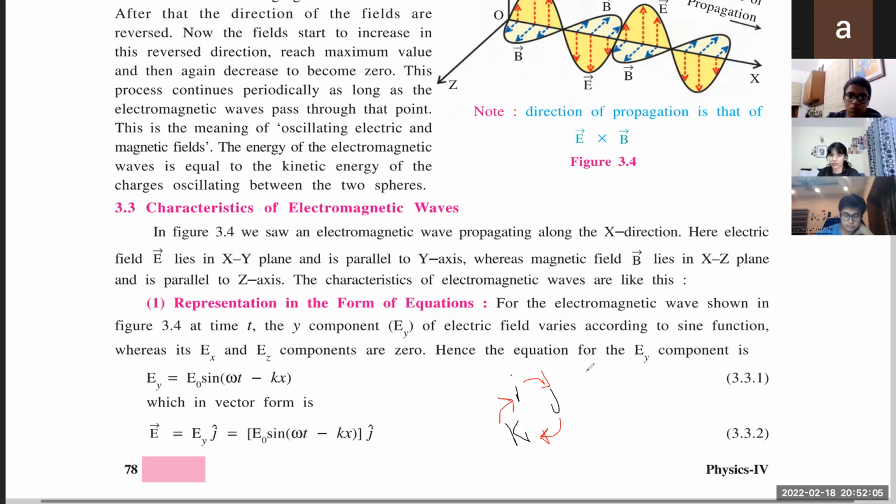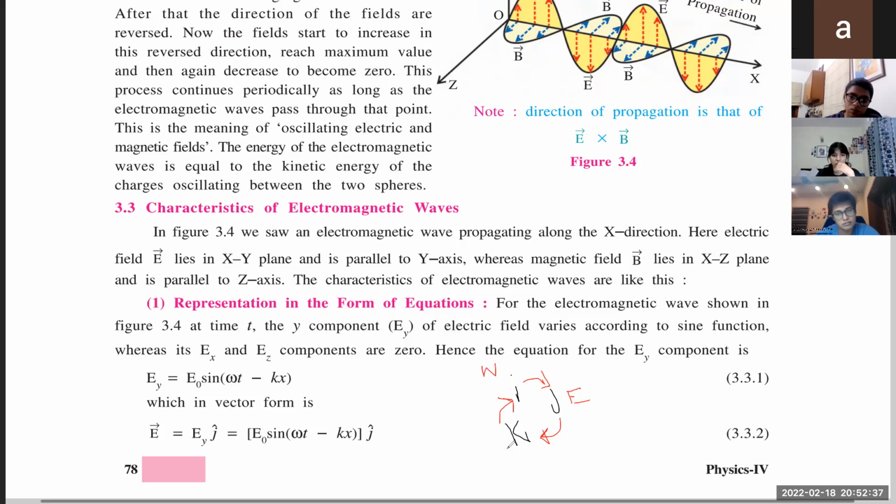Good. Now, the wave is in the direction of E cross B, right? So E is in which direction? Ansh, I'm asking you. E is in which direction? Y. Which axis? J. So E is here. Wave propagation is in which direction? X, which is i. So wave propagation is here.